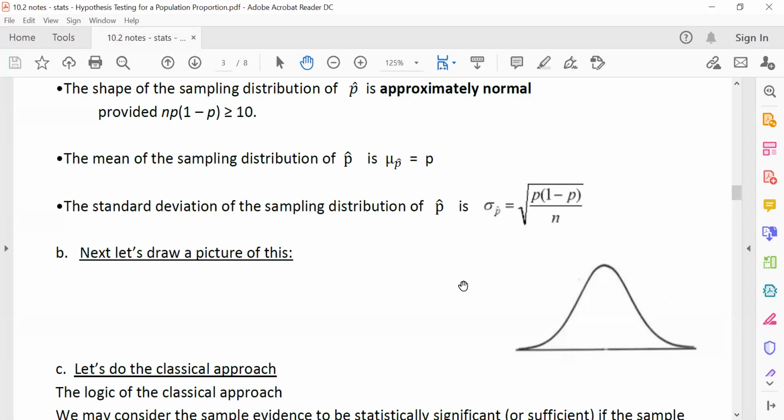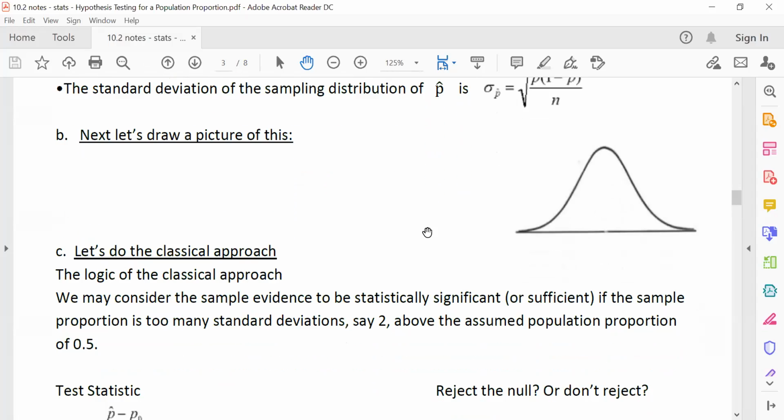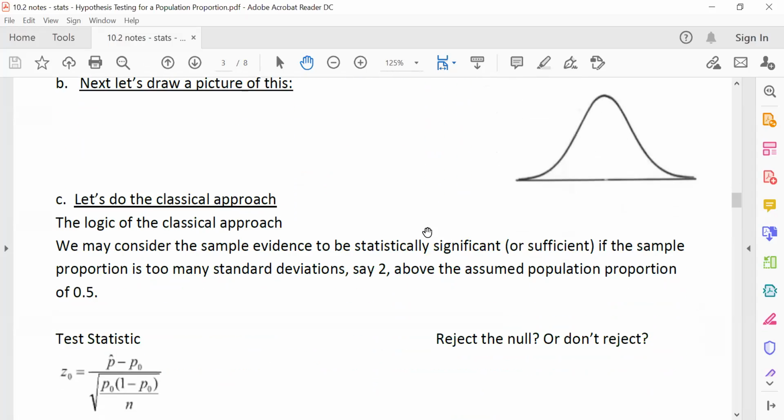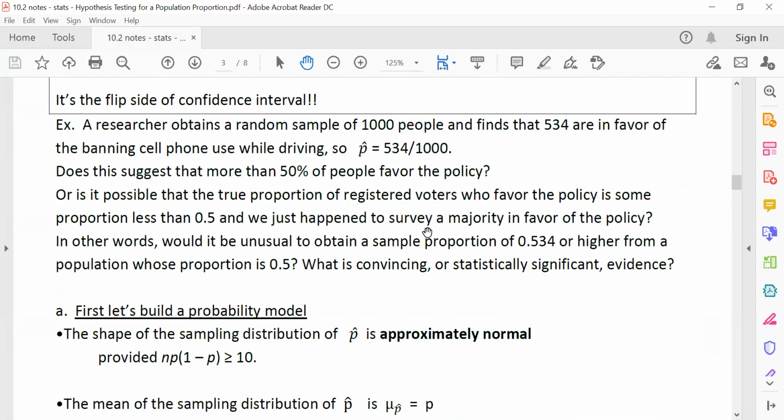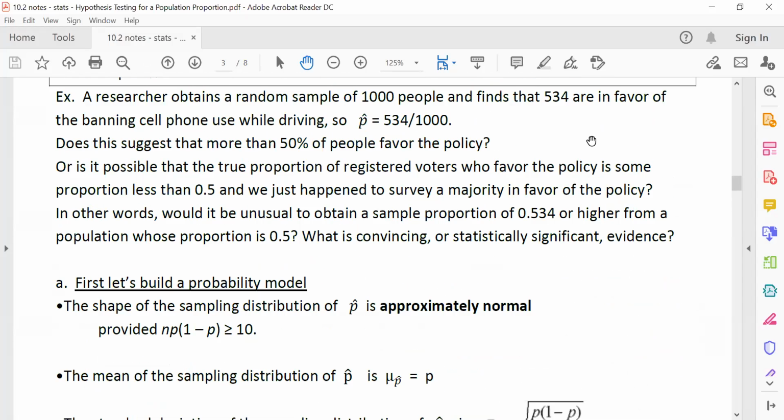So we're ready to build up a hypothesis test. Let's look at this one. A researcher obtains a simple random sample of 1,000 people and finds that 534 are in favor of banning the cell phone while driving. Thus, p hat, the sample proportion, is 534 divided by 1,000. Does this suggest that more than 50% of people favor the policy?